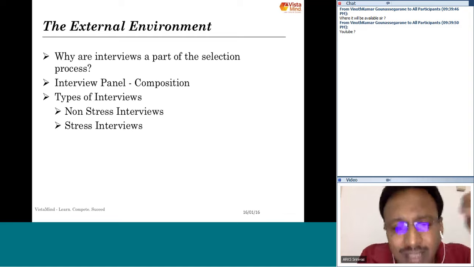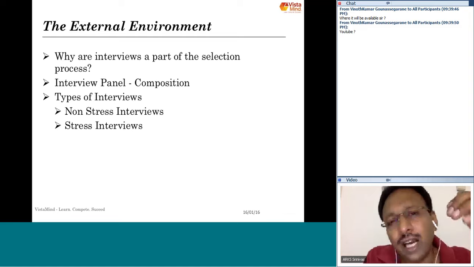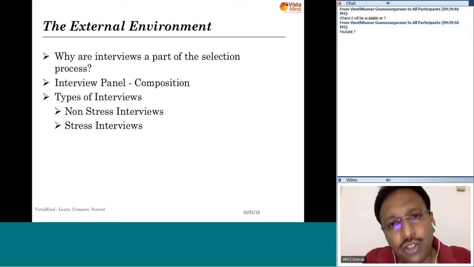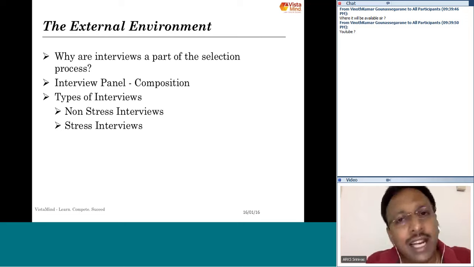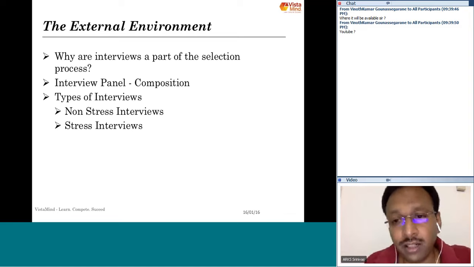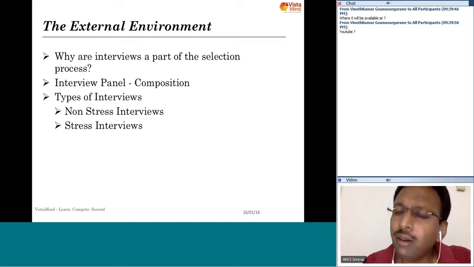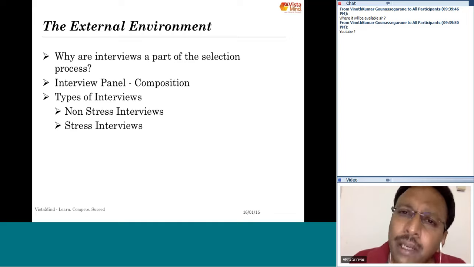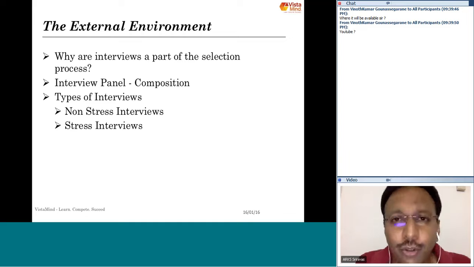But if you ask me what kind of interview is given in most places, it is always going to be a non-stress interview. Take IIM Ahmedabad. I don't know if anybody in this group has got an IIM Ahmedabad call, those who are already listening to me. But typically, they make you very, very comfortable in an interview.